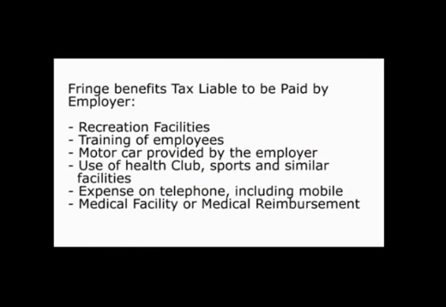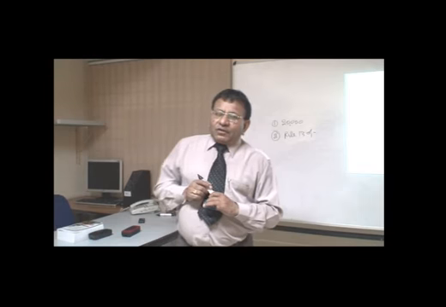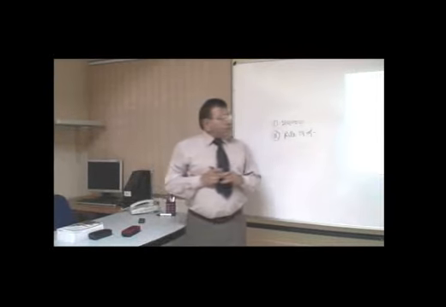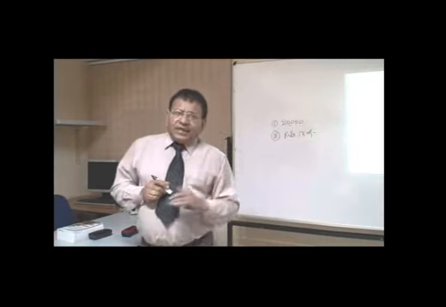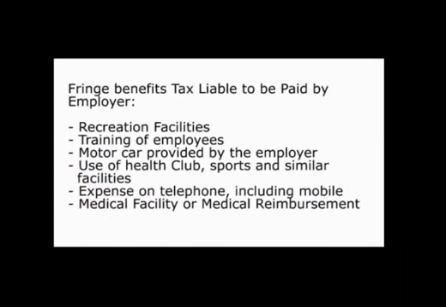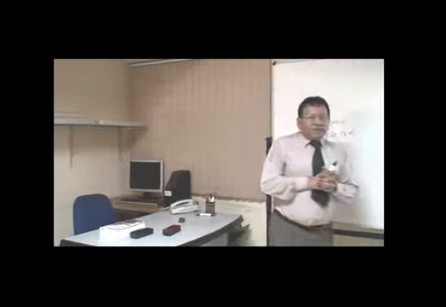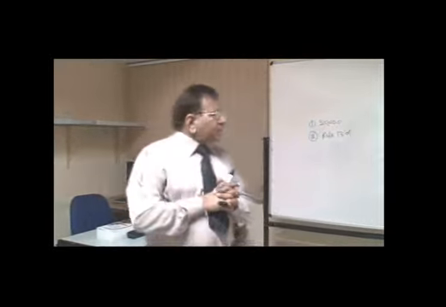Next is where provision has been made by the employer in respect of the health club, sports and similar facilities for the welfare of the employee. Any expenditure incurred on such facilities shall be liable to the fringe benefit tax, and that will be charged to the employer. Then expenses on telephones, including mobiles, incurred by the employer on behalf of the employee. These expenses may be for the purpose of official discharge of duties by the employee, or it may pertain to the personal expenses of the employees. In both the cases, these expenses would be liable to be taxed as fringe benefit taxes.